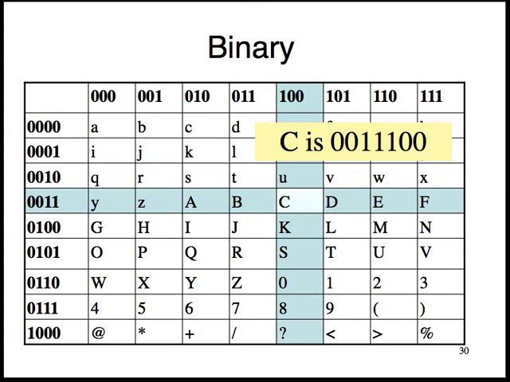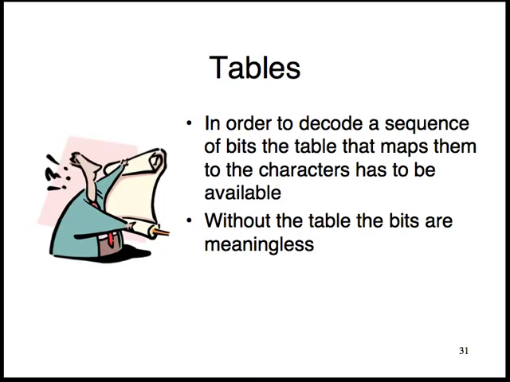So that's plenty. However, if someone just says to you, 0, 1, 1, 0, 0, 1, 1, that doesn't mean anything. You can convert it to a number if you want, but then all you have is a number. It doesn't mean anything. The mapping of numbers to letters must be shared between the transmitter and the receiver. So in order to decode a sequence of bits, the table that maps them to the characters, to the letters, has to be available. Without that, all you have is a bunch of bits that could mean anything.